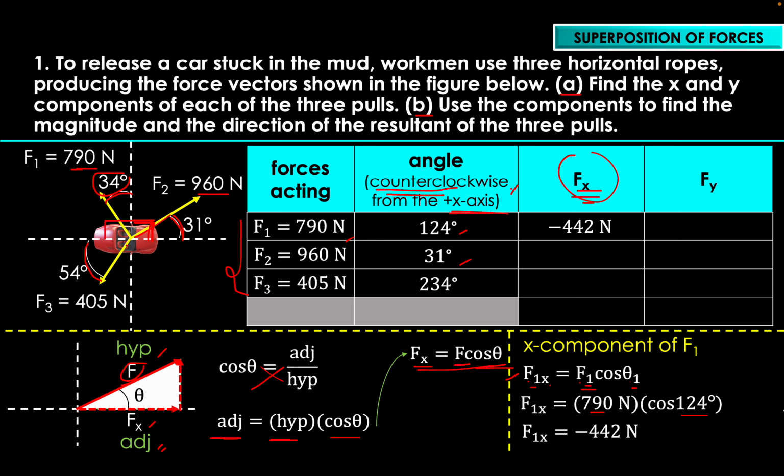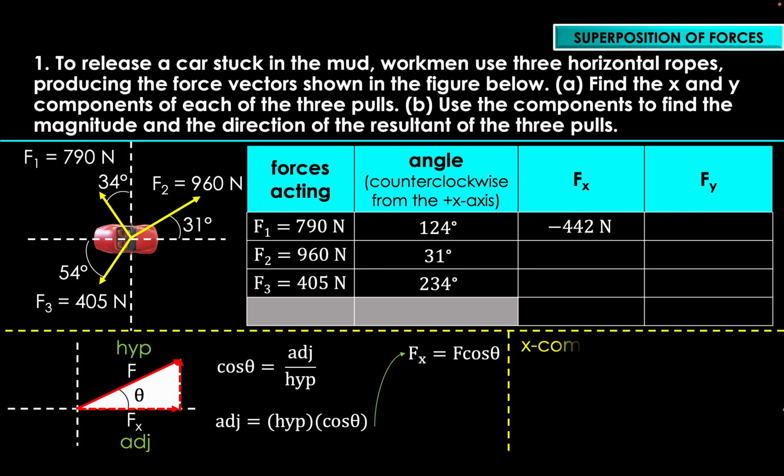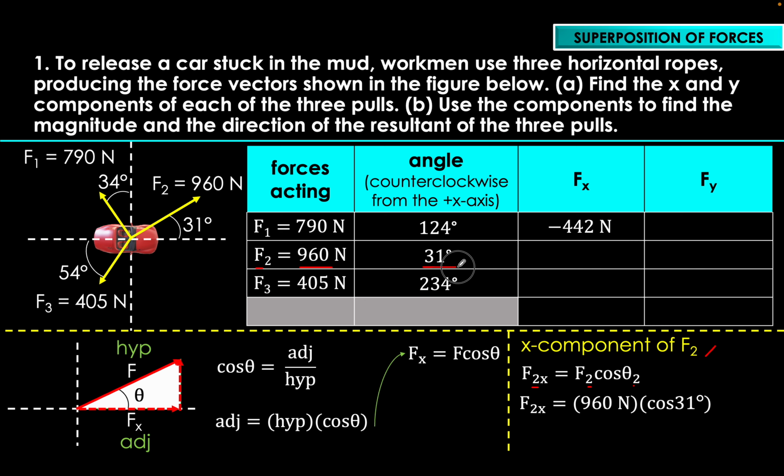So it's pretty simple. Now you do the same for the rest of your forces. To solve for the x component of force number 2, same equation, we just made the subscript 2 instead of 1, of course. Then you plug in the givens. For force vector 2, it's 960 newtons, 31 degrees from the positive x-axis. So there you have it. And then if you do that in your calculator, it will give you 823 newtons.